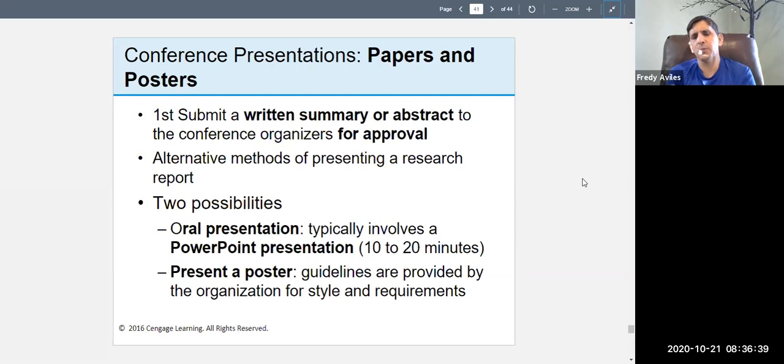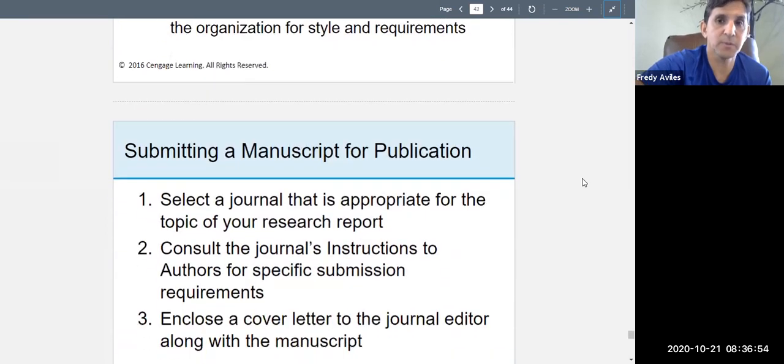So for the poster presentation, that's a lot less pressure. You stand there next to your poster, people look at it. If they have questions, they ask you. They may have questions, they may not. Oral presentation, you're giving a presentation to an audience, and they will ask you questions at the end. That's more stressful, especially if it's your first time.